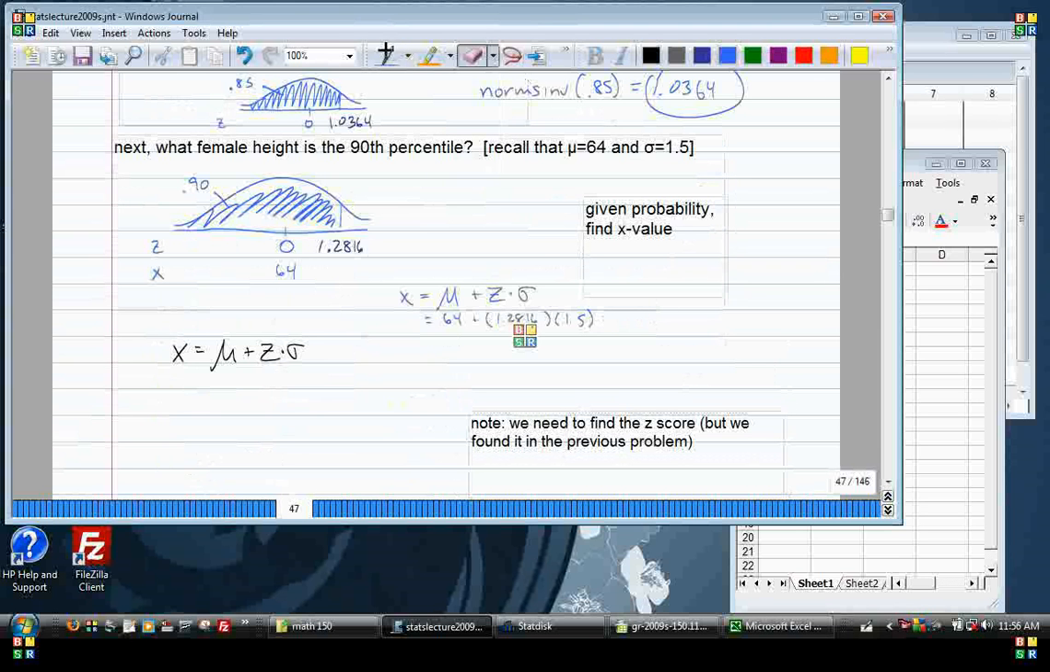This is 64 plus 1.9228, 65.9228. And by the way, this is a data value, so it's 65.9228 what? What are we talking about? Yeah, female height, this is inches.